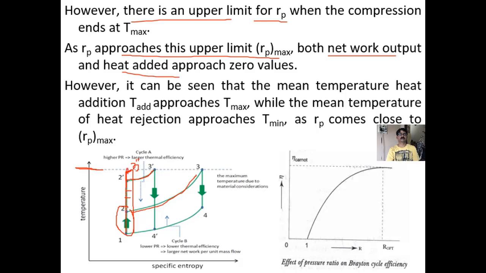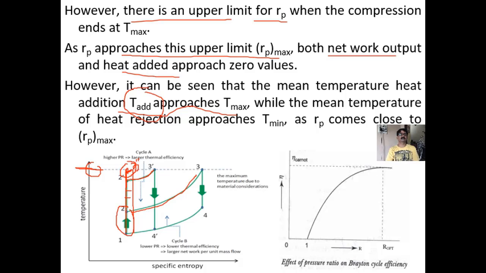If I move further, it becomes a single line. That means no area, right? And there is no 2 to 3 also. 2 and 3 become overlapping, so there is no heat input also. Here it can be seen that the mean temperature of heat addition approaches Tmax. When this reaches here, T2 plus T3 by 2 becomes almost equal to Tmax, because T2 and T3 are very close to Tmax. So T3 is Tmax, T2 is also very close to Tmax. So the average temperature of heat addition, that is 2 to 3, also approaches Tmax.